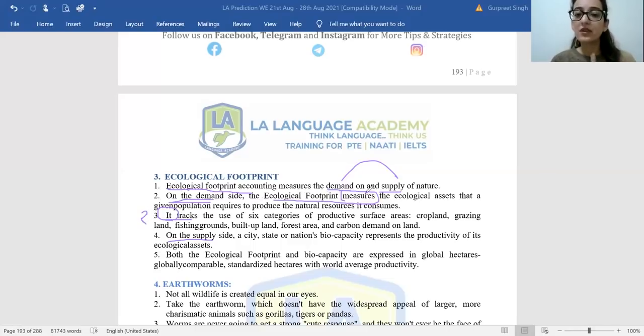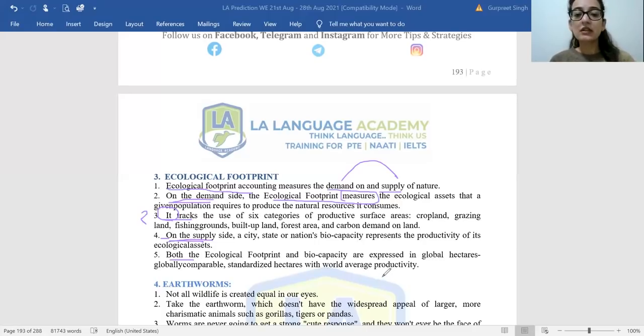So ecological footprint measures something, it tracks this and this. Then once we finish the demand side, we are moving on to the supply side. A city, state, or nation's biocapacity represents the productivity of its ecological assets. And once we finish both sides, we can say both the ecological footprint and biocapacity. So biocapacity comes from this fourth sentence and ecological footprint from the previous sentences. Both of these things are expressed in global hectares, globally comparable standardized hectares with world average productivity.